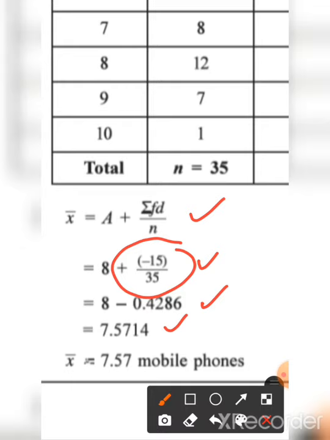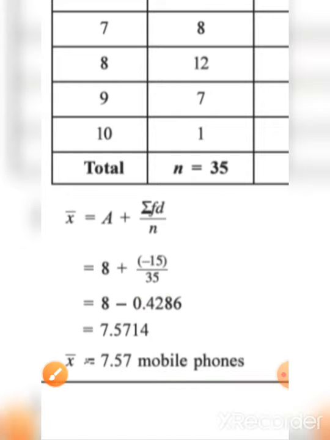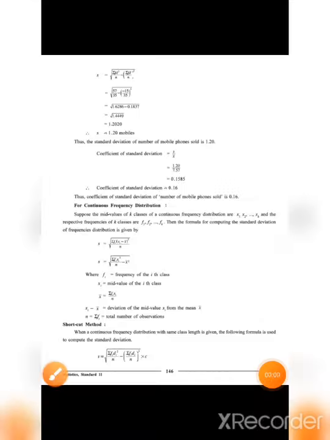Up to 2 decimal places, 7.57, and your xi was your number of mobile phones. That's what the unit would be. So 7.57 mobile phones. That is, you can say, approximately 8 mobile phones. So that is actually your mean. Now we are going to find out the standard deviation and the coefficient of standard deviation.